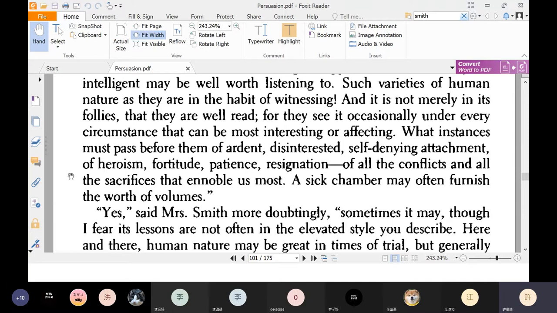Remember last week we talked about the things that Anne recommends Captain Benwick read to improve his mindset and morals. Some of those things include memoirs of great and noble suffering and endurance, because the idea is that only people who have suffered truly understand the value of virtue and life. So this is the same idea, self-denying, not for oneself. In other words, to suffer. Attachment here means relationship to someone else. So self-denying attachment is a relationship that helps someone else.